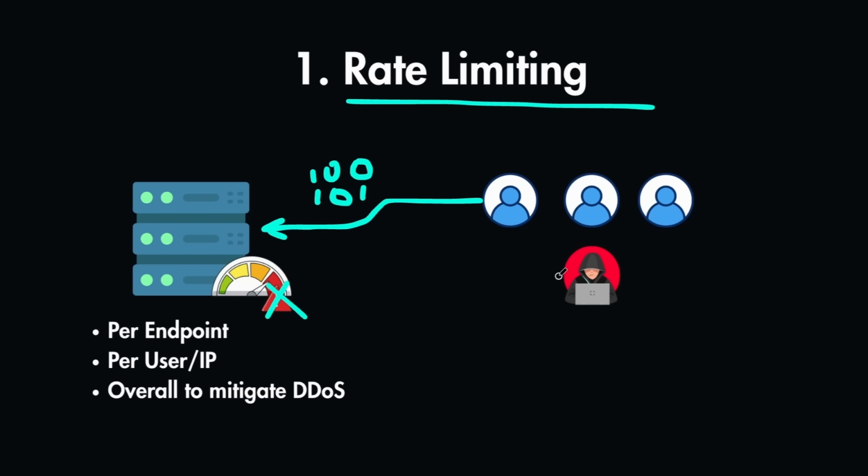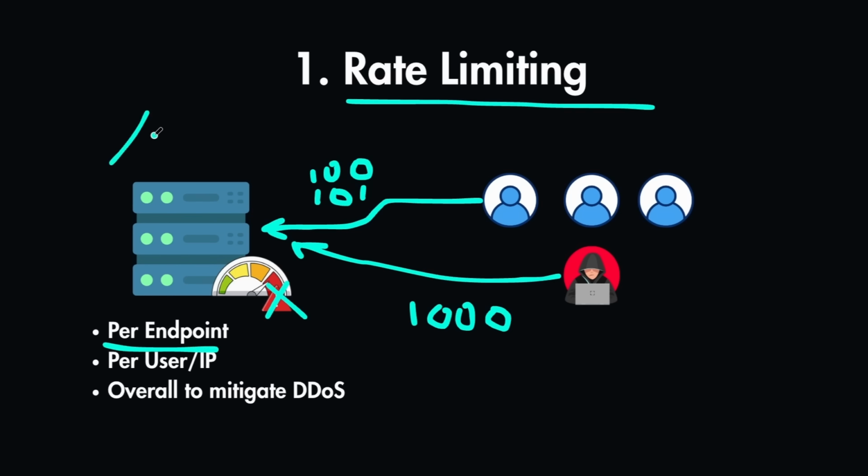If you don't set this on your API, then attackers can overwhelm your system. They can send thousands of requests per minute and then overwhelm your API, which will take your system down, or they can also brute force your data. And these rate limits can be set per endpoint.